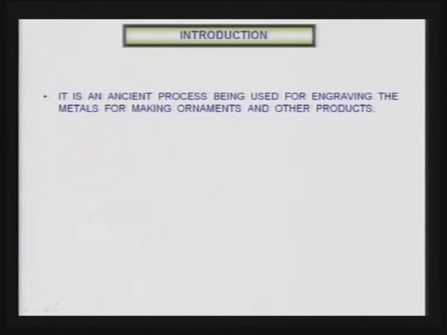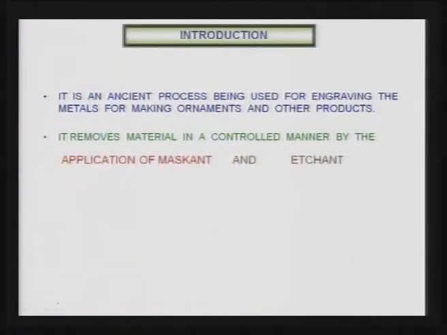machining. It is an ancient process used for engraving metals and for making ornaments and other products. This is a very old process as far as chemical machining is concerned. Chemical machining removes material in a controlled manner by the application of maskant and etchant. I will explain what the maskant and the etchant are.